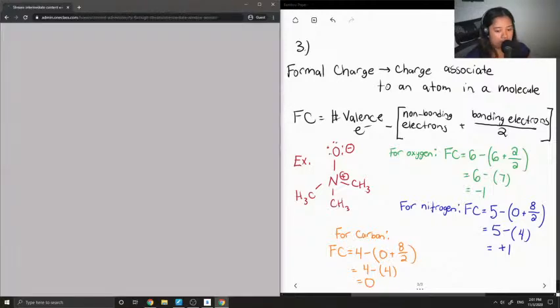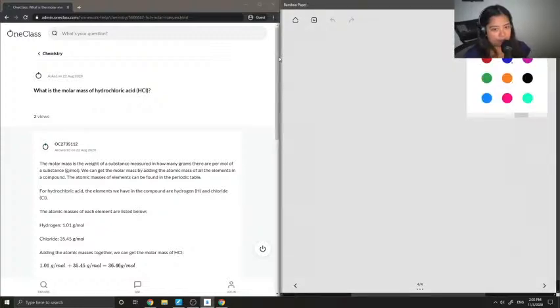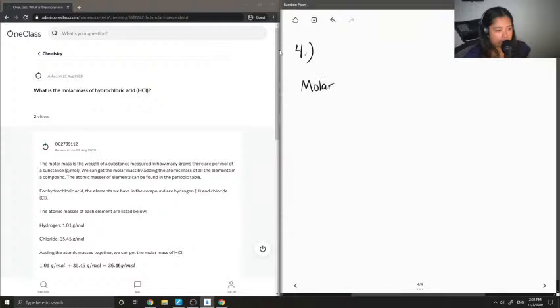So now let's move on to question number 4. What is the molar mass of hydrochloric acid, also known as HCl? So when we want to calculate the molar mass, we first want to look at the different atoms involved in hydrochloric acid, and we want to find out the atomic weight of each of those atoms.